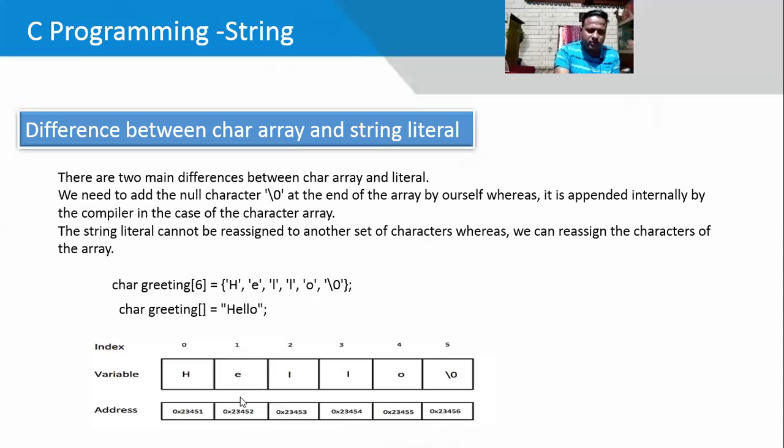So these are the main differences. In the variable we define HELLO, but automatically it contains one null value. So the address is stored in this format: 51, 52, 53, 54, 55, then the null value. It is a character array. When you store the elements, the character array contains one null value.